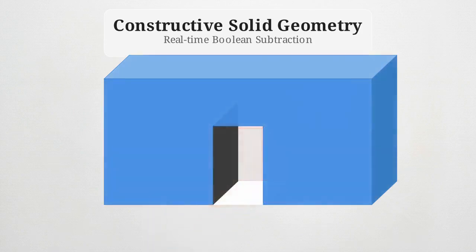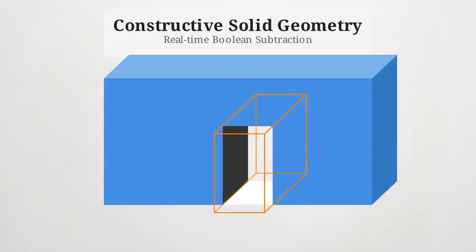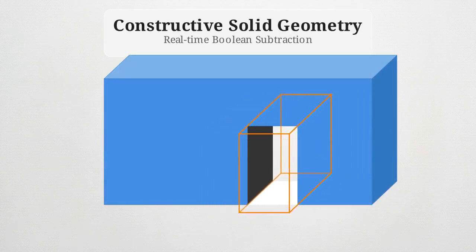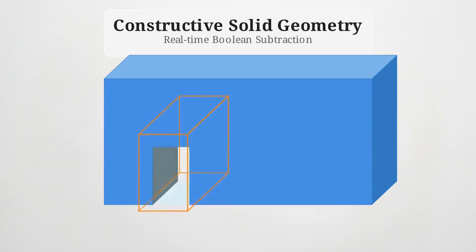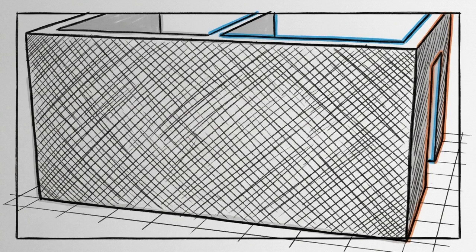It calculates a Boolean subtraction, taking the 3D volume of the door and cleanly cutting it out of the wall. Watch the cutout update in real time as you drag the item, eliminating manual mesh editing.